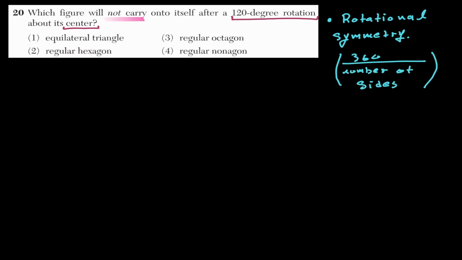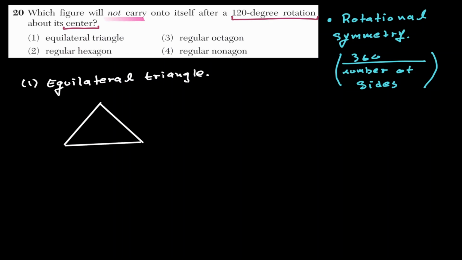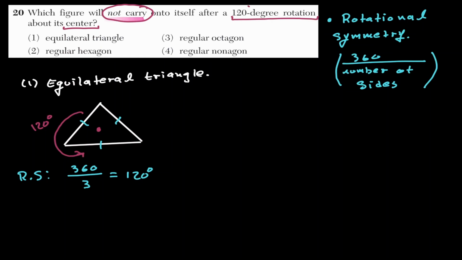Let's start by looking at equilateral triangles. Let's draw that. The rotational symmetry of this figure, which I'm going to abbreviate by RS, will be 360 divided by the number of sides, which in this case is 3. So that is equivalent to 120 degrees. What we are saying is, when I look at the center of the figure, if I rotate it 120 degrees, the triangle will overlap with itself, which is the opposite of what we're looking for. We want the figure that will not carry into itself at a value of 120 degrees. An equilateral triangle does, so option number 1 is not what we're looking for.